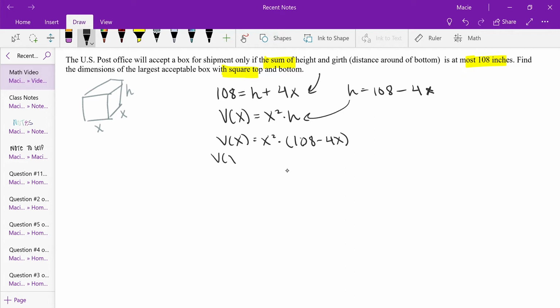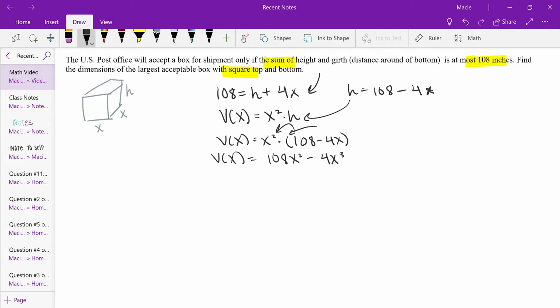Before we can do anything, we need to distribute this. So 108x squared minus 4x cubed. And that's our volume equation. Just to recap, all we did was find the function that it gives us in the problem: 108 equals 4x plus h, the height and girth. Then we're using the volume equation to optimize and find the largest acceptable dimensions for the U.S. Post Office. By doing this, we are helping solve for x.